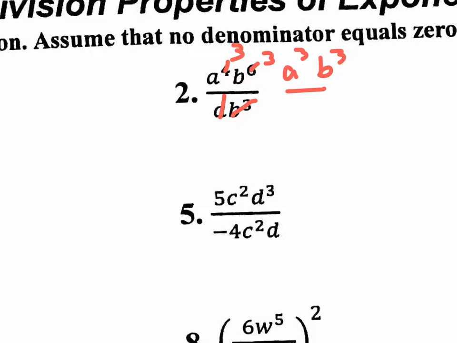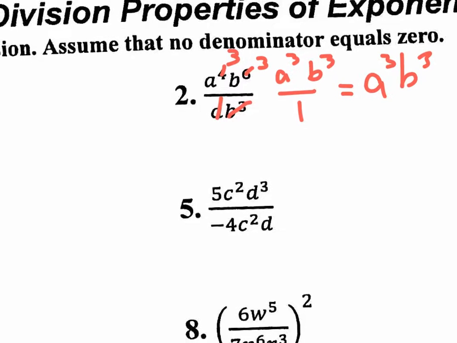On the bottom there's nothing left, so you could put a 1 if you'd like, but when there's a 1 on the bottom you don't really need it. It's just a to the third, b to the third. Because when you have a 1 on the bottom, if you divide by 1 it's that same exact value. If you say 2 divided by 1, that's actually 2. If you say 10 divided by 1, it's actually 10. So a to the third, b to the third divided by 1, it's actually a to the third, b to the third.